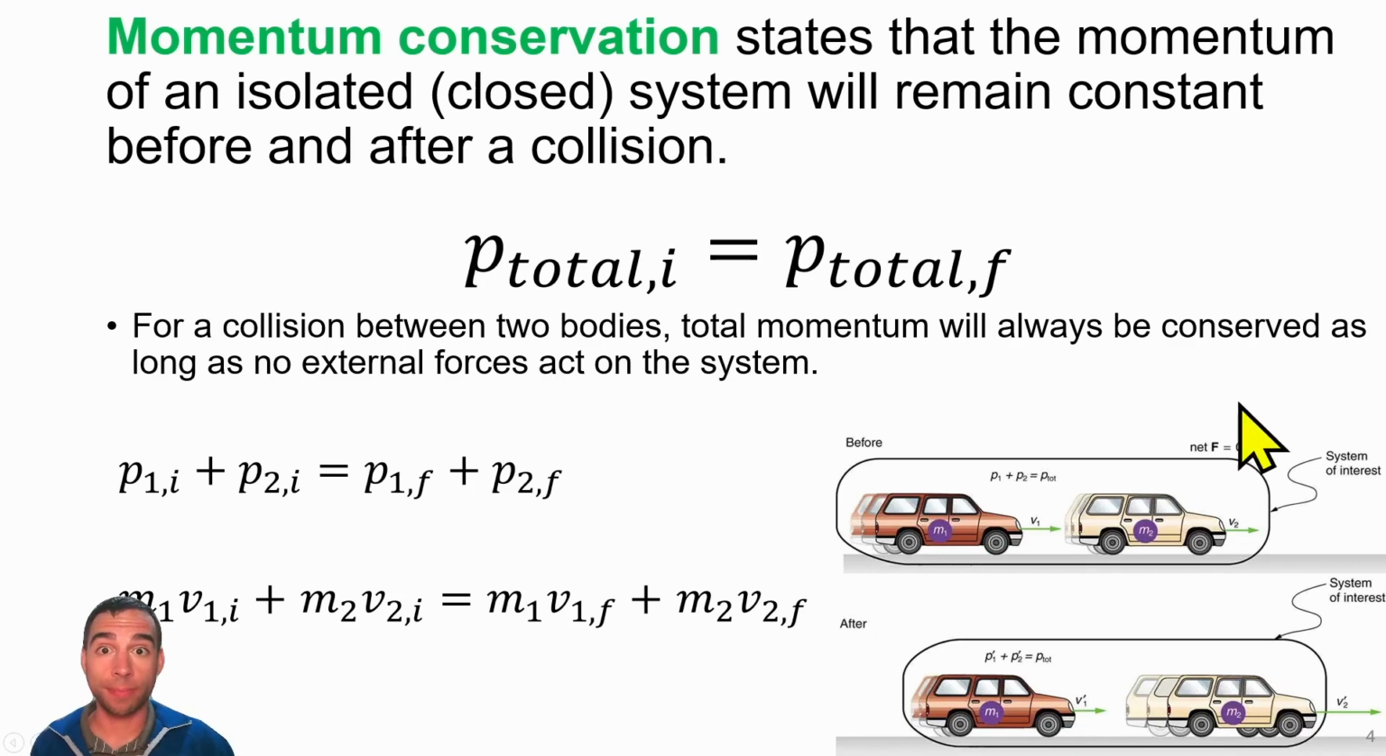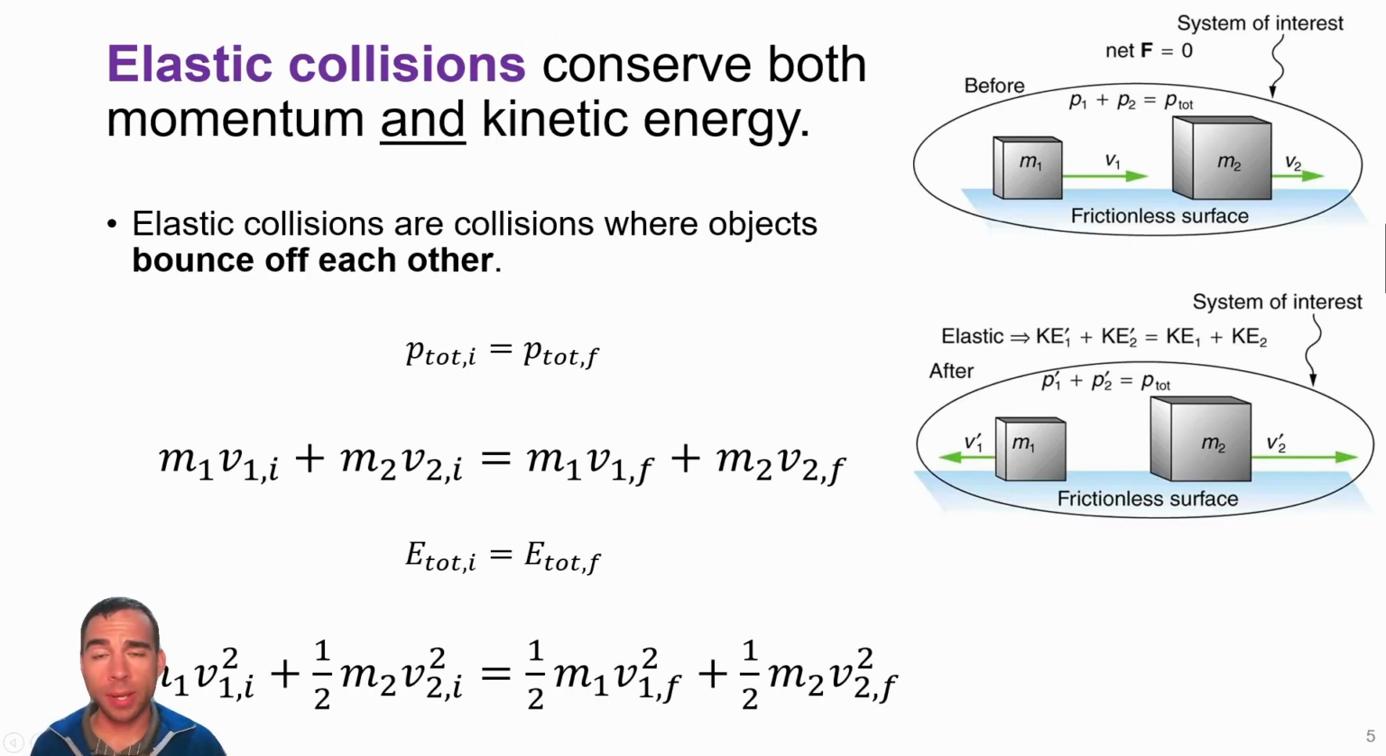Right now we're talking about collisions, and there are 2 major kinds of collisions when we're talking about momentum conservation. There are elastic collisions, which conserve both momentum and energy, and these elastic collisions occur when objects bounce off of each other. So if I have 2 blocks sliding toward each other and then they bounce off of each other, it should be true that their momentum in the beginning and the end is going to be the same.